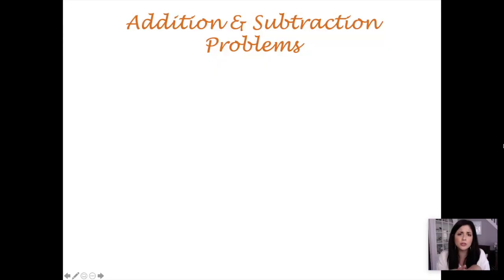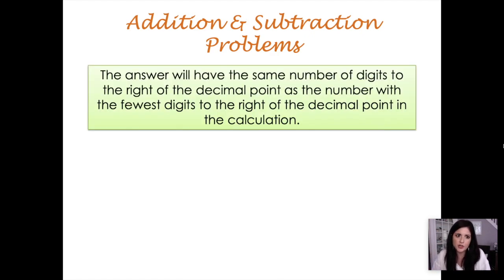So there's two rules, and one rule corresponds to addition and subtraction, and the other rule corresponds to multiplication and division. Both rules are really easy. You just have to know what both of those rules are. So for addition and subtraction, your answer has to have the same number of digits after the decimal point as your number that you're adding or subtracting that has the least number of digits after the decimal point.